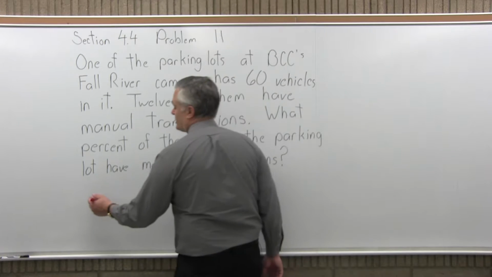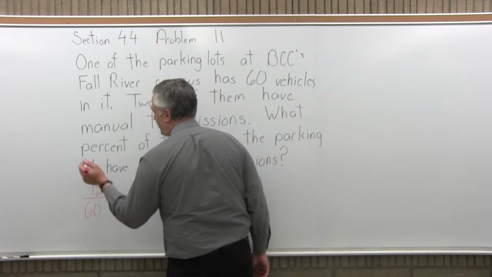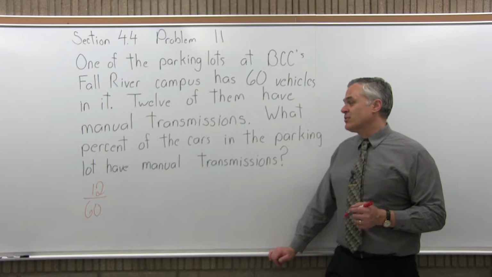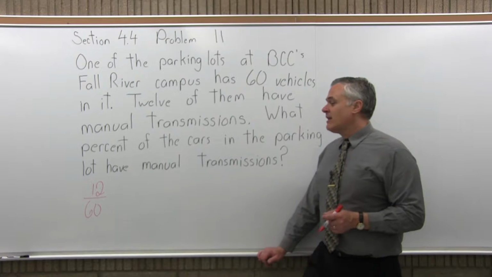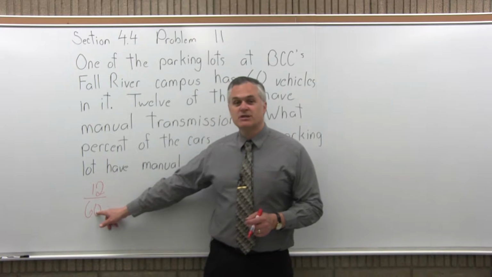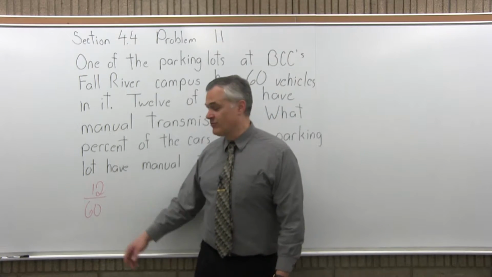So I make a fraction. The denominator is 60, the total number of cars. The numerator is 12, the number of cars that have a manual transmission. Now, what is that as a percent? Well, what I like to do when I turn a fraction to a percent is, can I multiply something times the denominator to make it into a 100? Multiply a whole number, of course, is what I'm looking for.